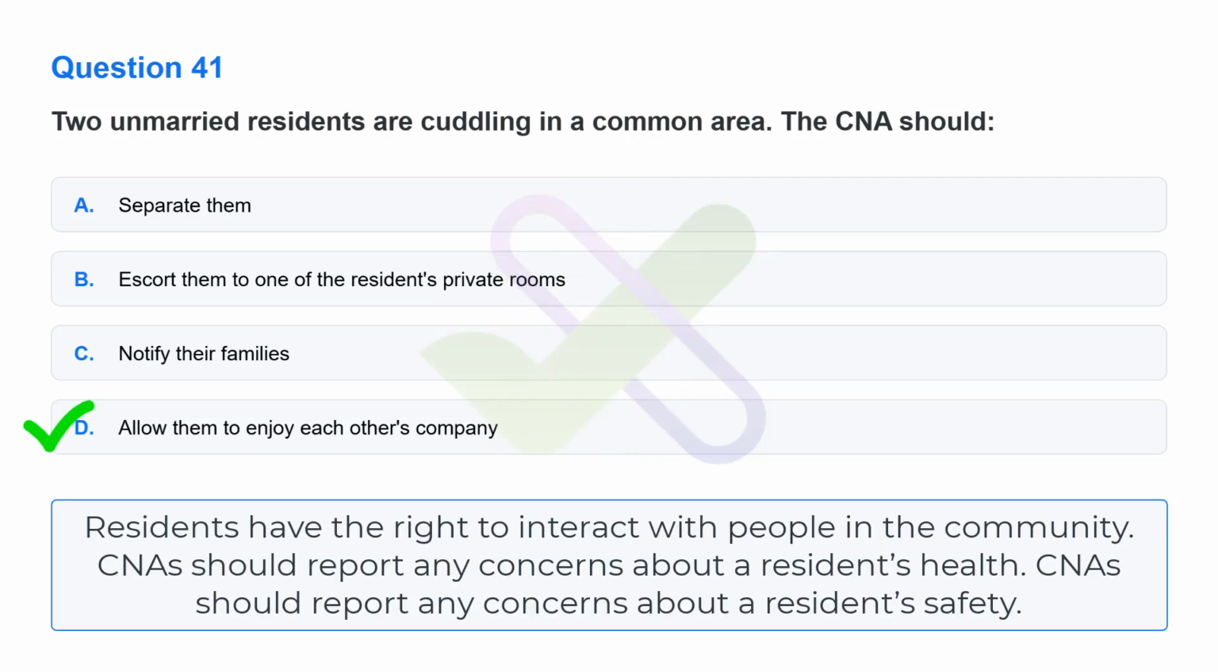Correct answer, D. Allow them to enjoy each other's company. Residents have the right to interact with people in the community. CNAs should report any concerns about a resident's health. CNAs should report any concerns about a resident's safety.